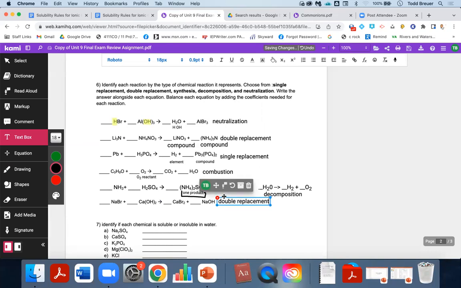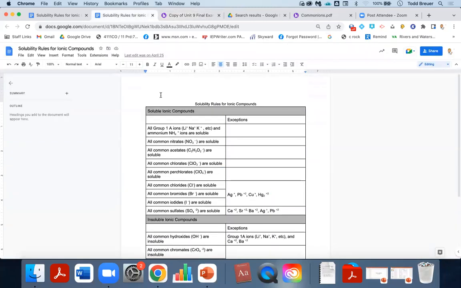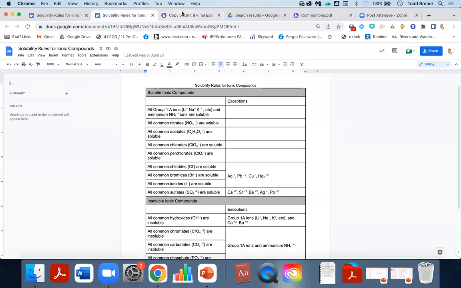Okay, our next example asks about the solubility of some chemicals in water. So we would consult our solubility rules for that, this chart, right? Solubility rules, we're not memorizing it, we're using it like a tool.